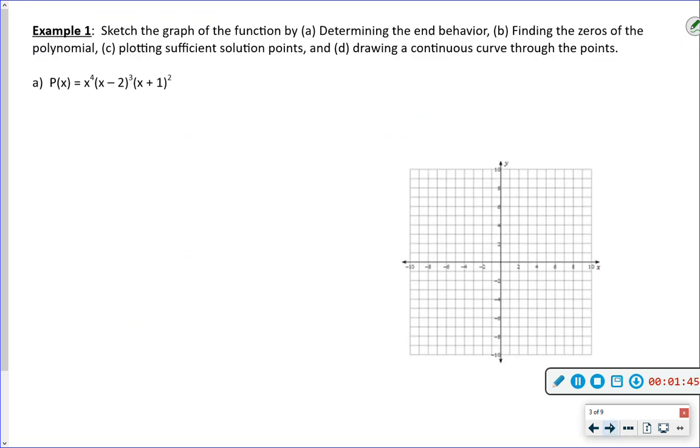So start you off kind of easy. I gave you one that's still in factored form here today. Just a few more zeros, of course. So we're going to sketch the graph. We're going to try to sketch by hand. Of course, you could check on your calculator, but we're going to do it by hand today. We're going to talk about end behavior. We're going to get the zeros. We're going to plot some points. We're going to draw the curves. We're going to do all this stuff. So let's start with the end behavior.